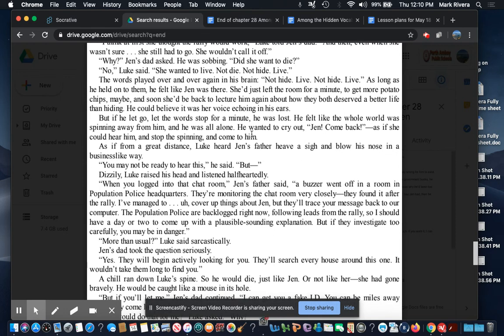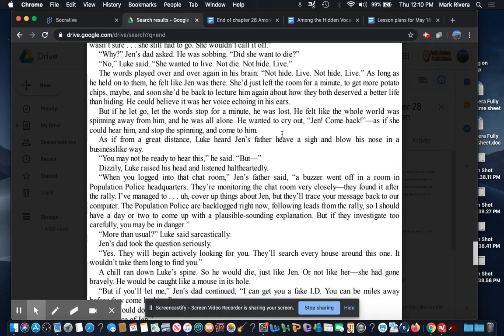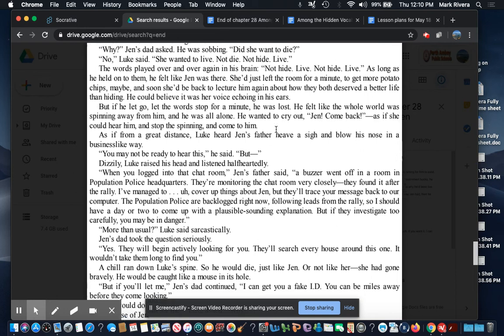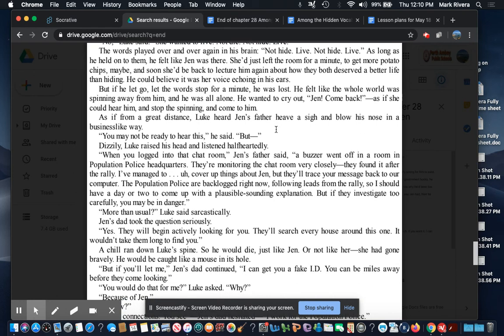The words played over and over again in his brain. Not hide, live. Not hide, live. As long as he held on to them, he felt like Jen was there. She just left the room for a minute to get more potato chips, maybe, and soon she'd be back to lecture him again about how they both deserved a better life than hiding. He could believe it was her voice echoing in his ears.